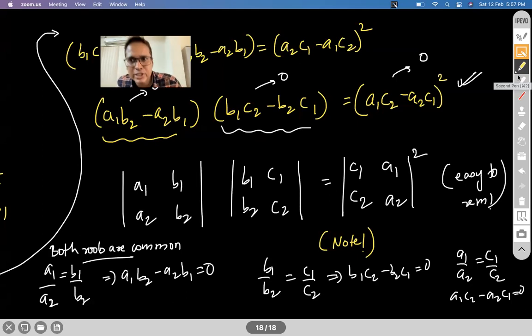So both root common, the situation, the condition is very simple, straightforward. A1 by A2 is equal to B1 by B2 is equal to C1 by C2. If you have at least one root common, it becomes determinant of A1, A2, B1, B2 times determinant of B1, B2, C1, C2 is equal to square of the determinant C1, C2, A1, A2. And this is cyclic in nature. You can remember it. Okay. A, B, B, C, C, A kind of a thing. Is it fine? Any questions, any concerns?